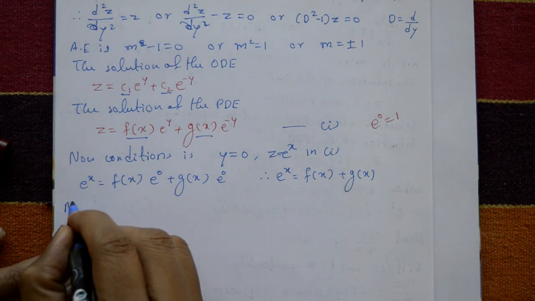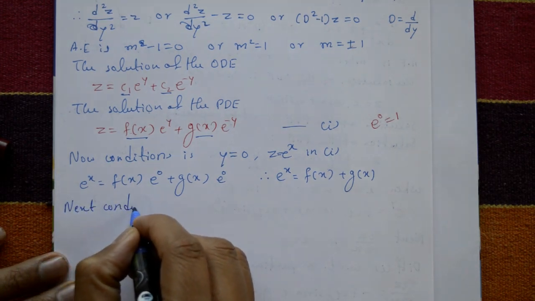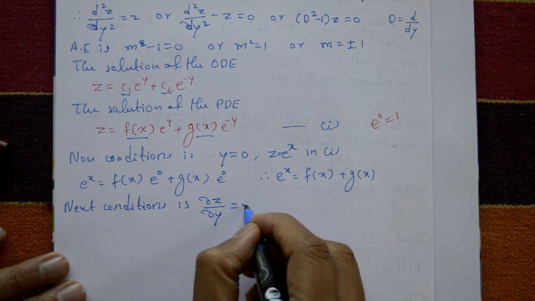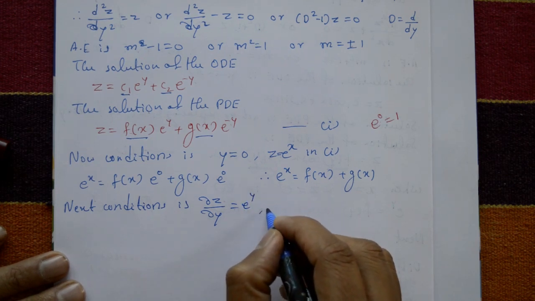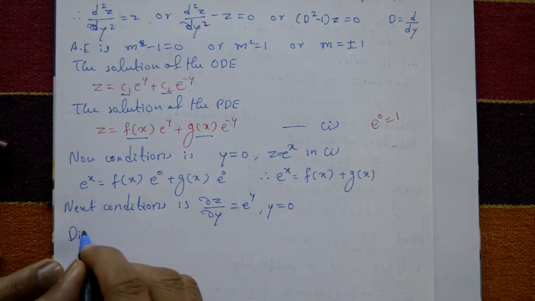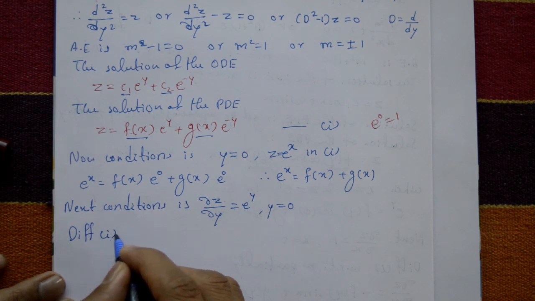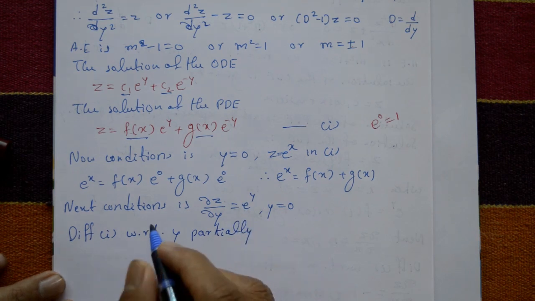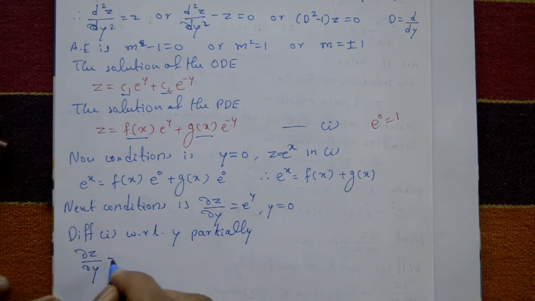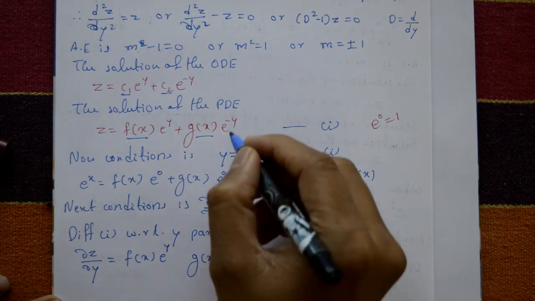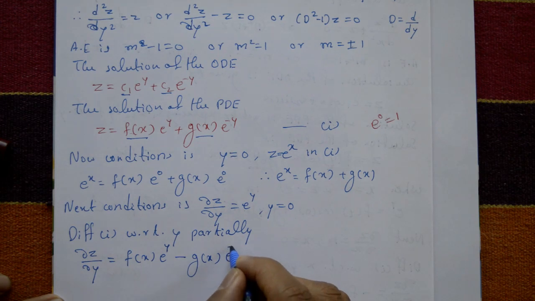The next condition is ∂z/∂y = e^(-x), again at y = 0. For ∂z/∂y, differentiate equation number 1 with respect to y partially, treating x as a constant. ∂z/∂y = f(x) e^y, differentiating only e^y, and g(x) as it is, where differentiating e^(-y) gives -e^(-y).